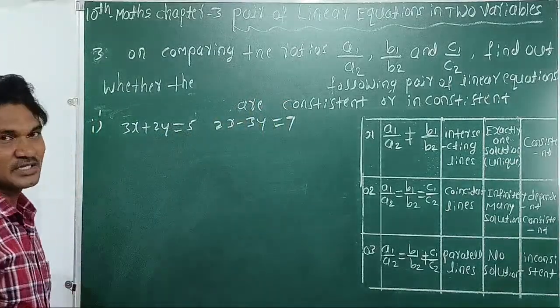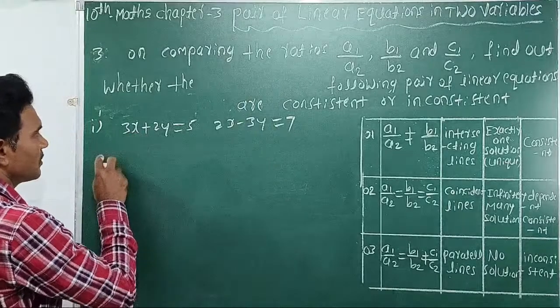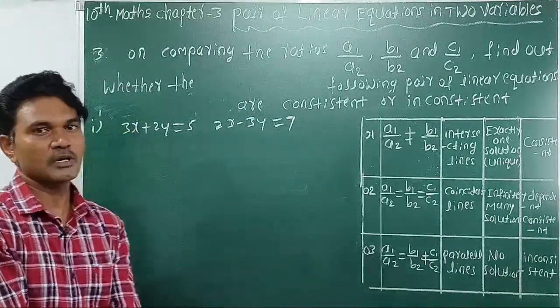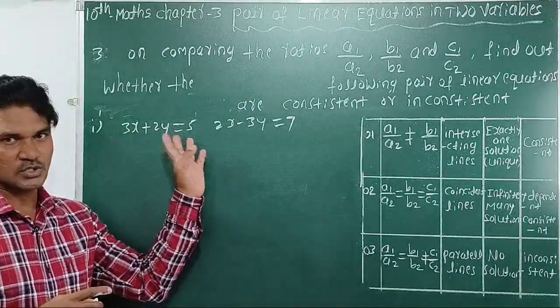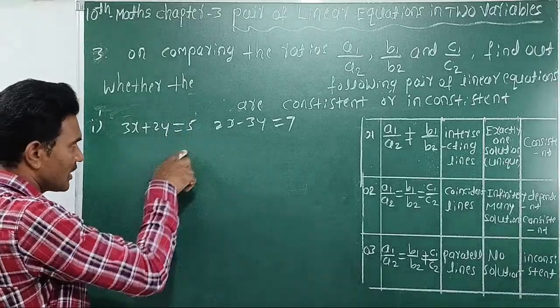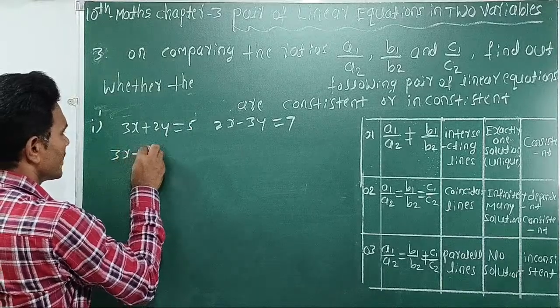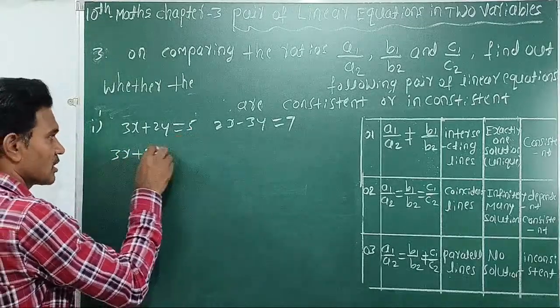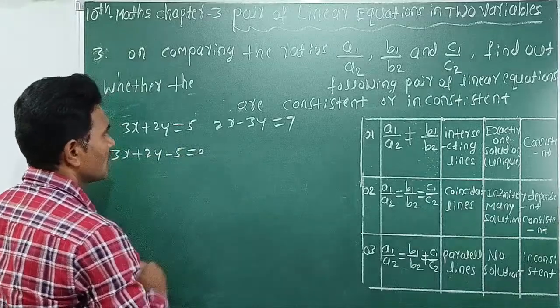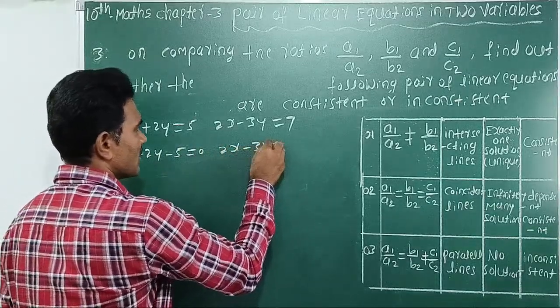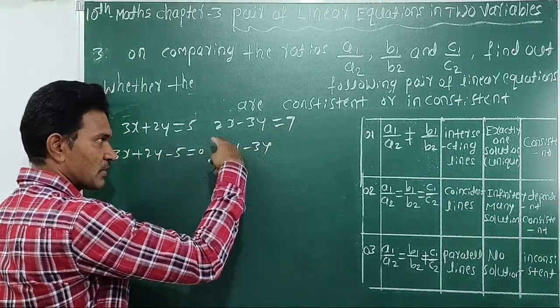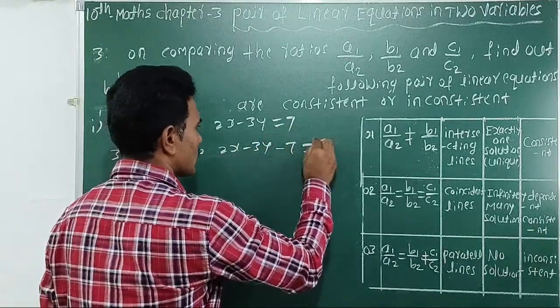I will write it in standard form. What does standard form mean? RHS equals 0. I will take 5 to the LHS side. 3x plus 2y plus 5 becomes minus 5 equals 0, and 2x minus 3y minus 7 equals 0.